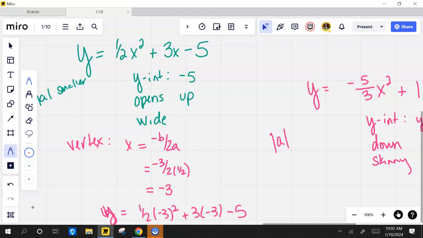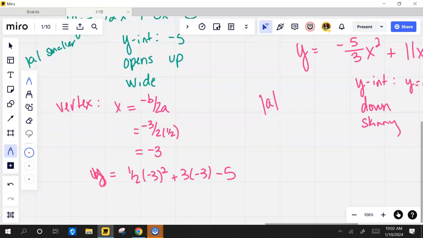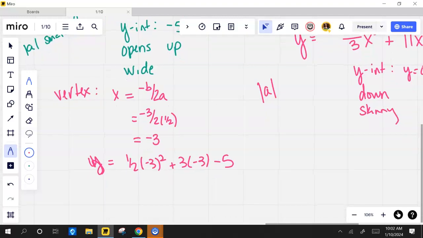And this is where you are more than welcome to use your calculator. If you don't have it just yet, that's okay. Negative 3 squared is 9. 9 times 1/2 is 9 over 2. Minus 9 minus 5. I would definitely do this on my calculator.